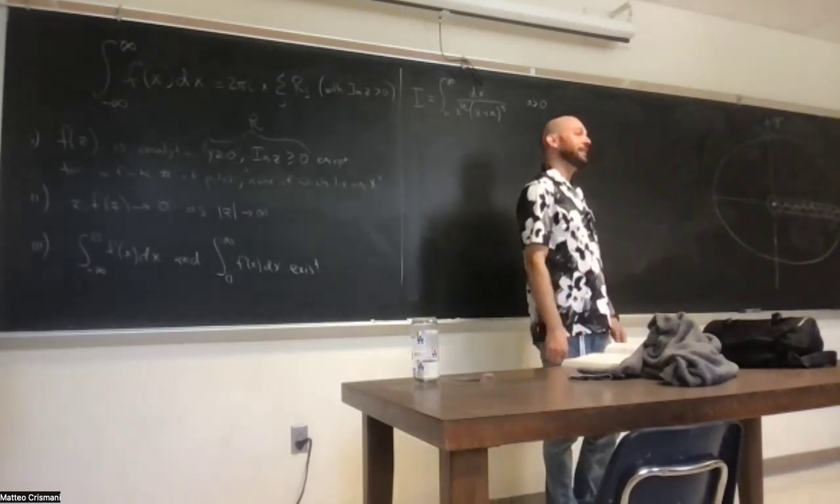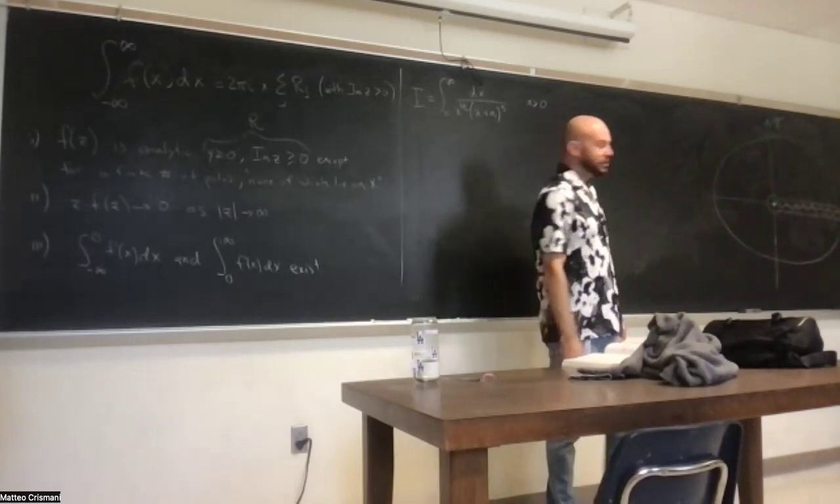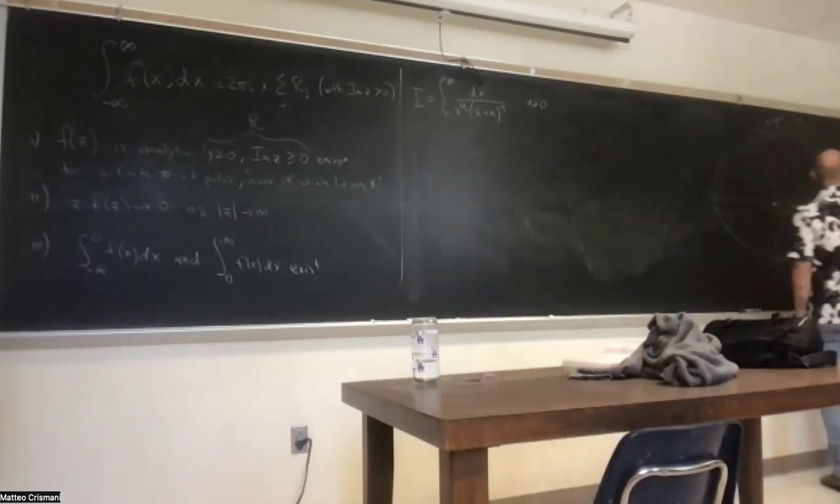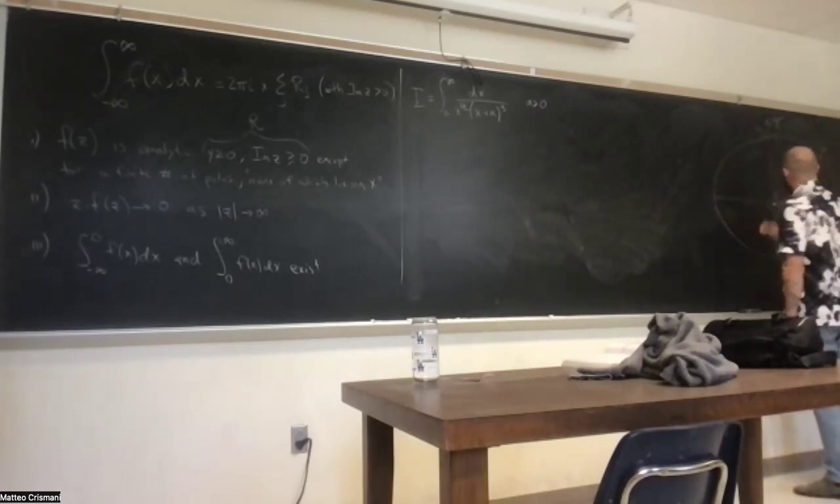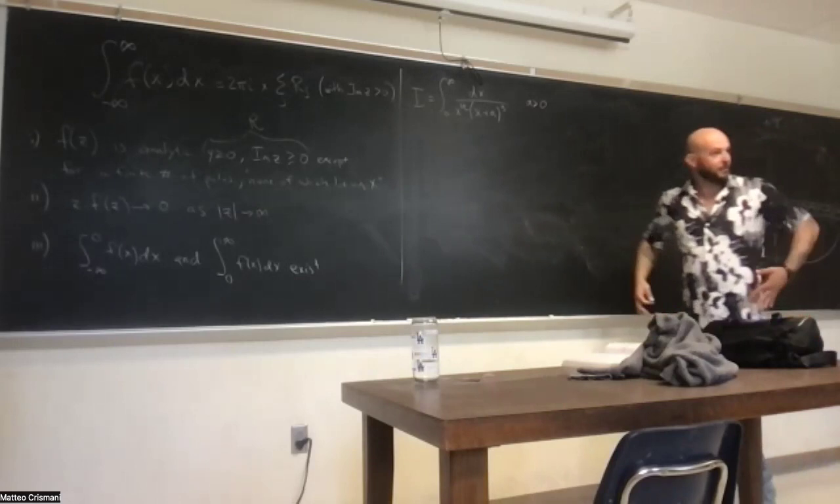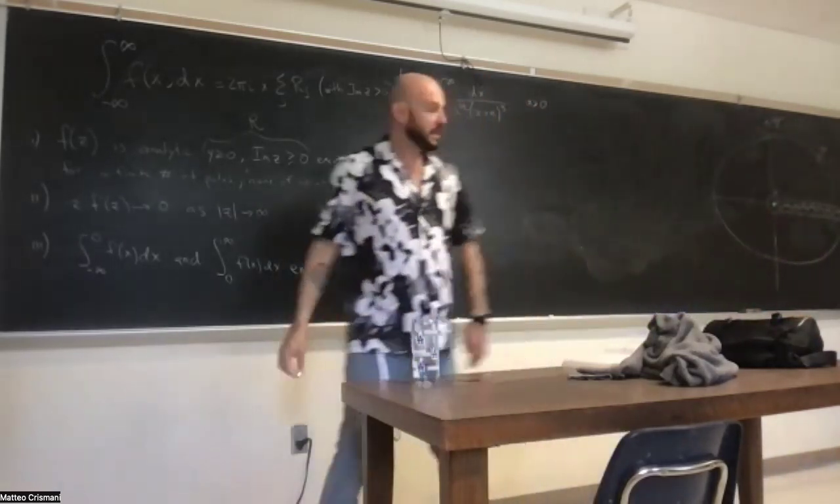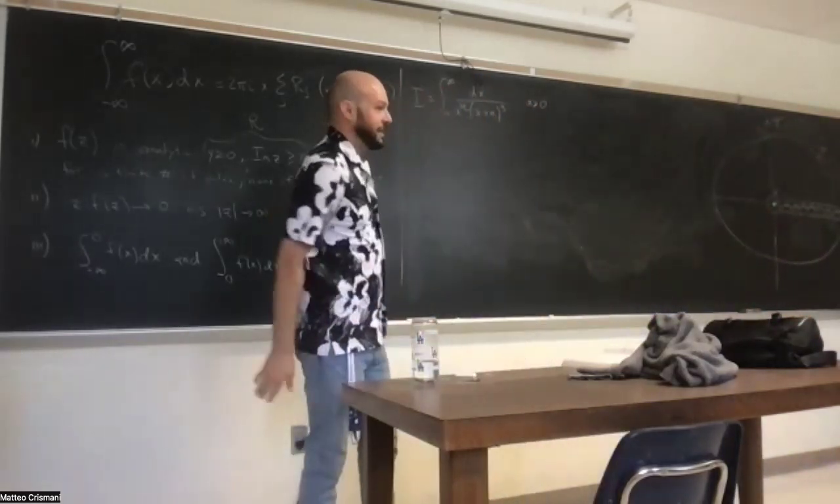That's correct. It's the Pokeball of complex analysis. So let's say I call this big circle gamma, and I call this little circle little gamma. Big circle, big gamma, little circle, little gamma. Now let's ask the question.